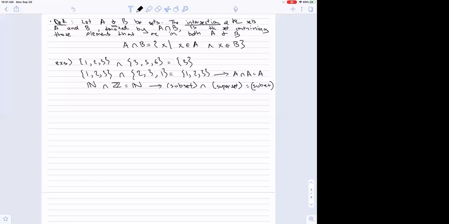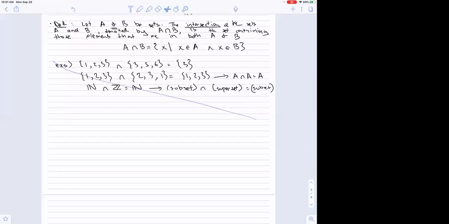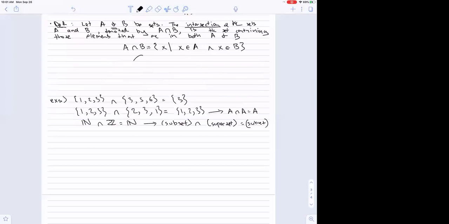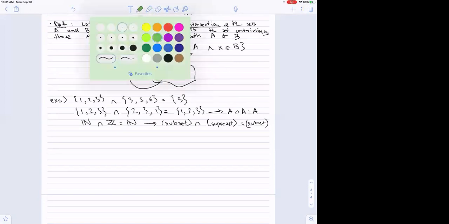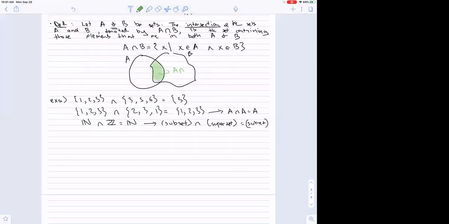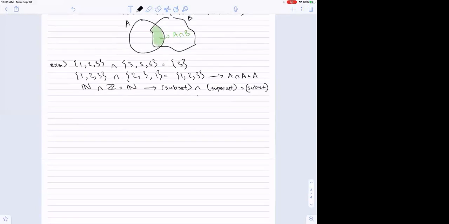Oh, I wanted to draw a diagram, so I'll do that. I forgot. So if we have A and we have B, like before, the intersection would be these elements in here. So this is A, this is B. This would be the elements that A and B have in common, and so that's their intersection. If I were to draw this picture out, you have a superset and you have some other set living inside. So the intersection is the subset. This is the superset, this is the subset.